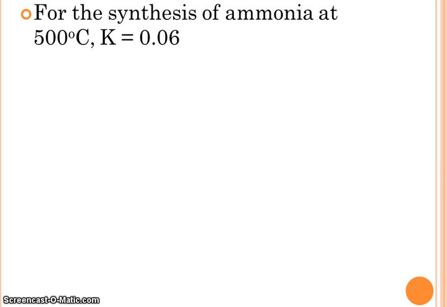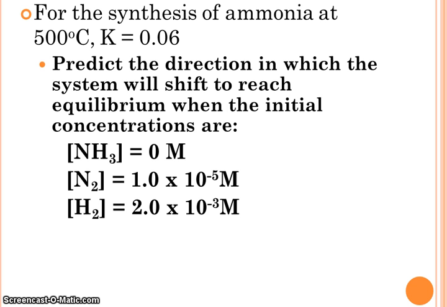So here's an example. Let's say that we're told that for the synthesis of ammonia from its elements at 500 degrees Celsius, K equals 0.06. We're given a set of concentrations and we're asked to predict the direction in which the system will shift to reach equilibrium.